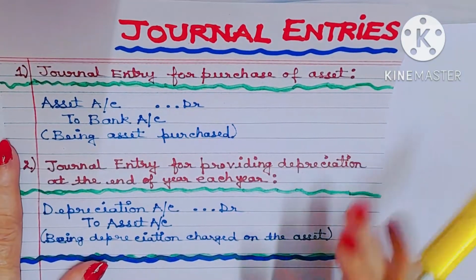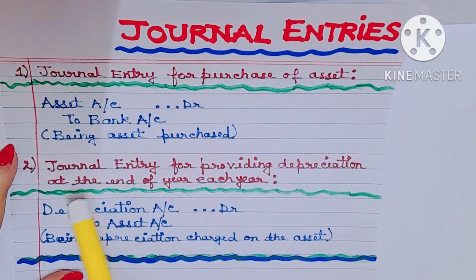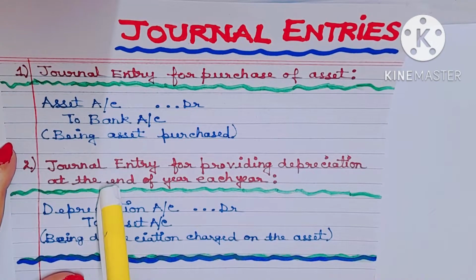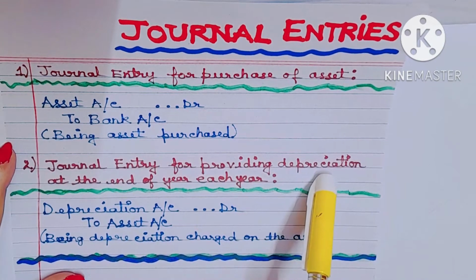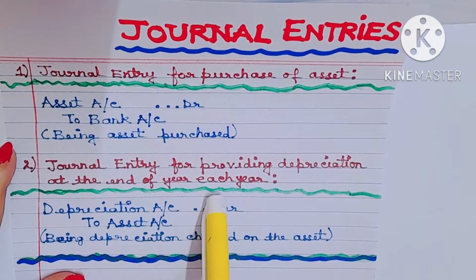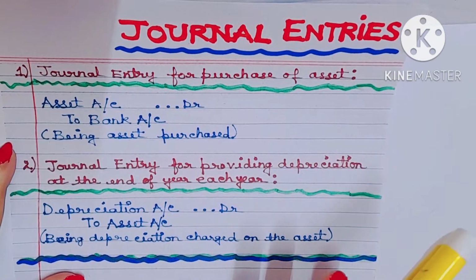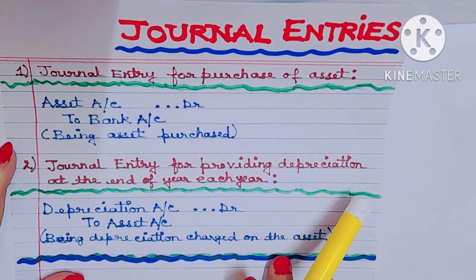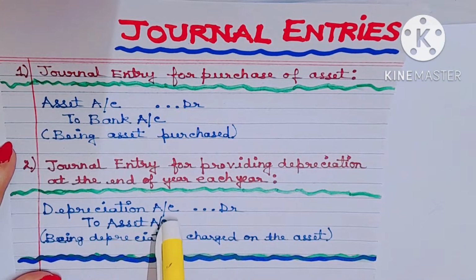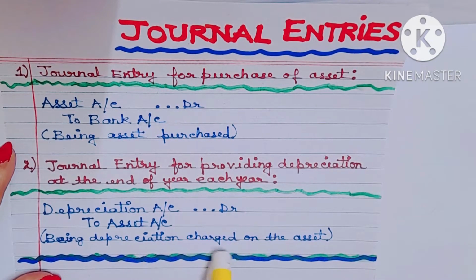Understood? Now let's see the next journal entry. Number 2, journal entry for providing depreciation at the end of the year each year. Every year you have to charge depreciation for the asset. The journal entry will be depreciation account debit to asset account, being depreciation charged on the asset.